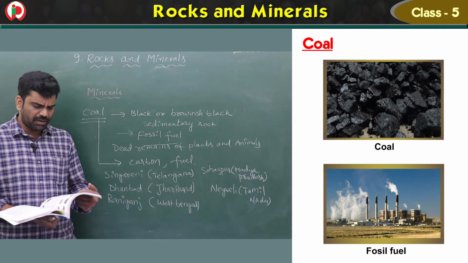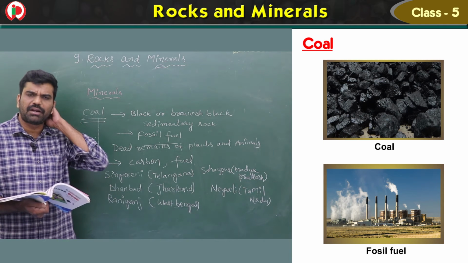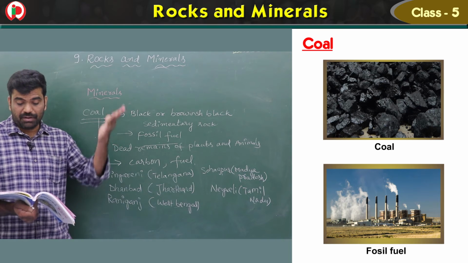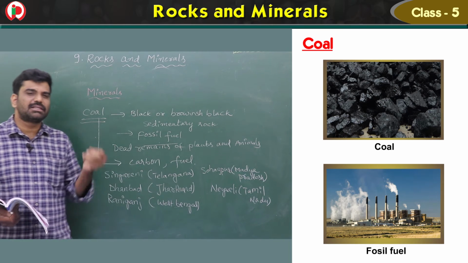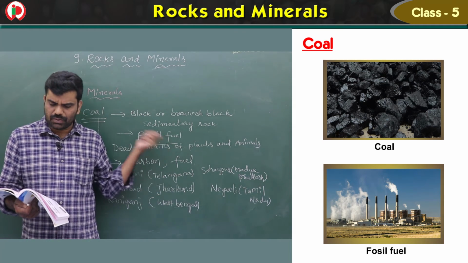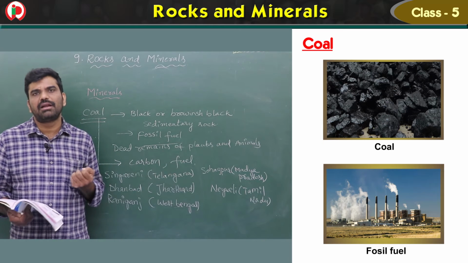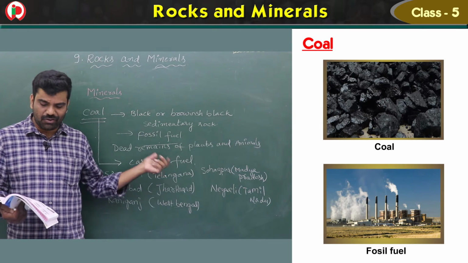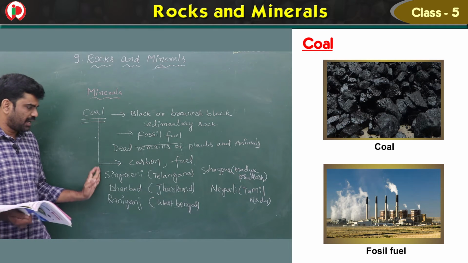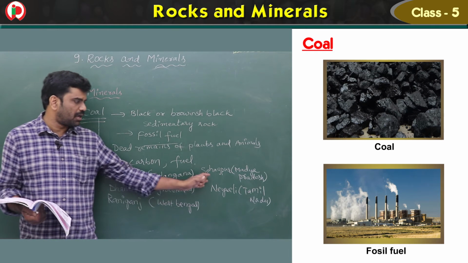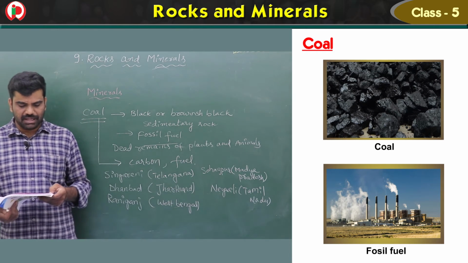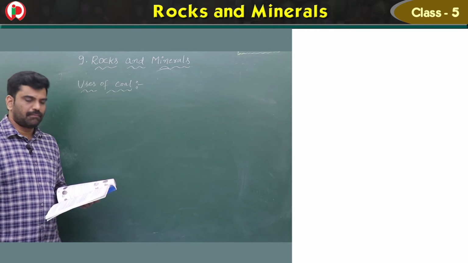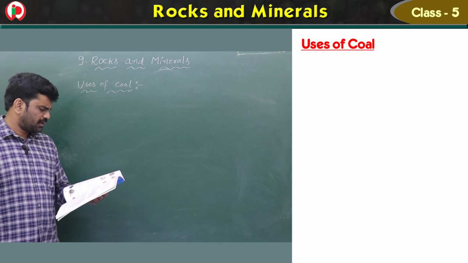So once again I repeat, coal is a fossil fuel. Why? Because it is formed from the dead remains of plants and animals that are buried in the soil for millions of years. Due to the immense heat and pressure, this coal is formed. It is rich in carbon. That is why it is used as fuel. In India, coal mines are found in Singareni, Dhanbad, Raniganj, Sohagpur and Neyveli. Now let's see the uses of coal, children.